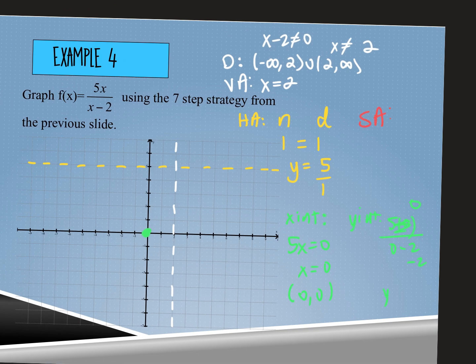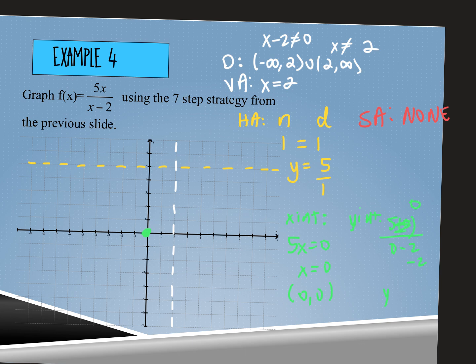I told you guys yesterday. How do you know if there's a slant asymptote? If there's a horizontal asymptote, is there a slant asymptote? No, you can't have both. So is there a horizontal asymptote here? Yes. So what's your answer for slant asymptote? None or no. And are there any holes?